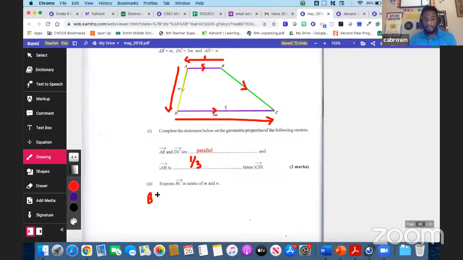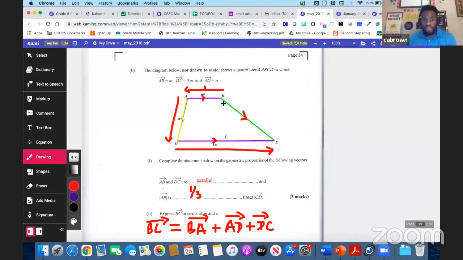So BC will be equal to BA plus AD plus DC. Sorry about that writing. All right. It says you need to write your answer in terms of M and N. So those are the only letters that need to be a part of your result.